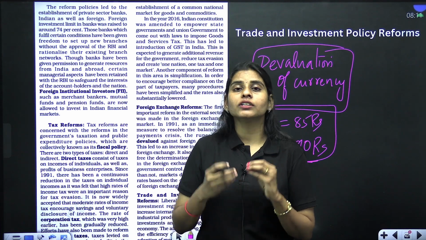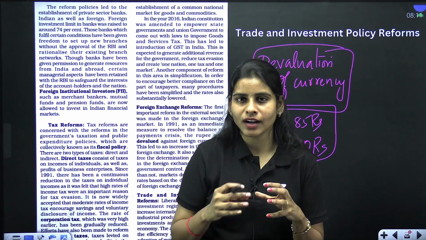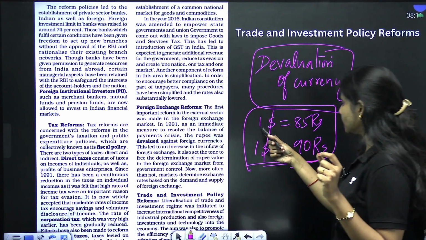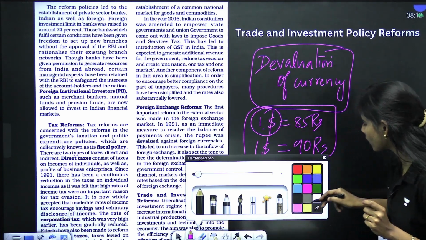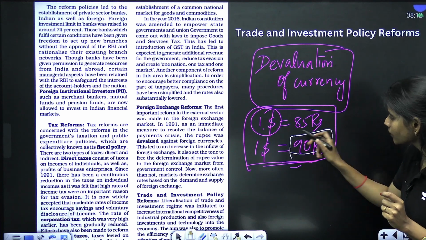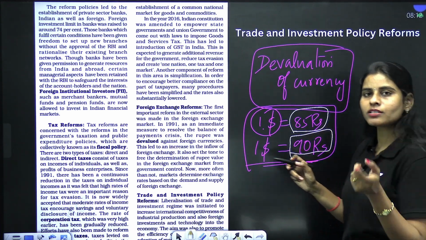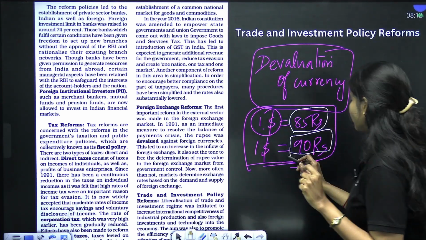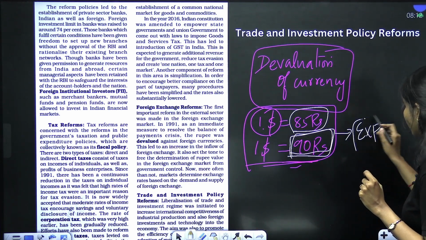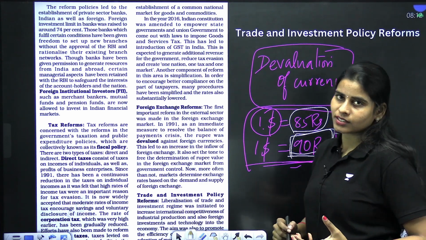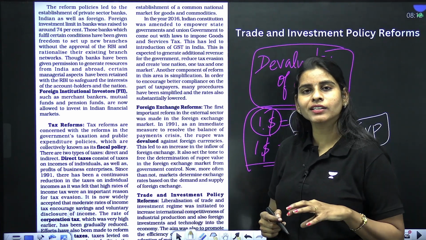But now, if the Indian rupee value is devalued, for every $1 you earn through your exports, you will be able to get 5 rupees extra. Yesterday you would get 85 rupees, but today you can get 5 rupees extra. As a result, as an exporter, I get promoted. Clear?